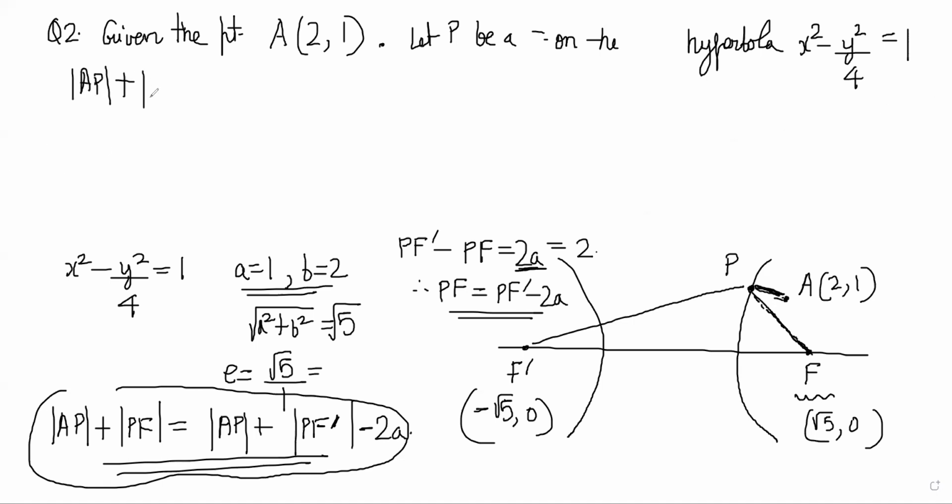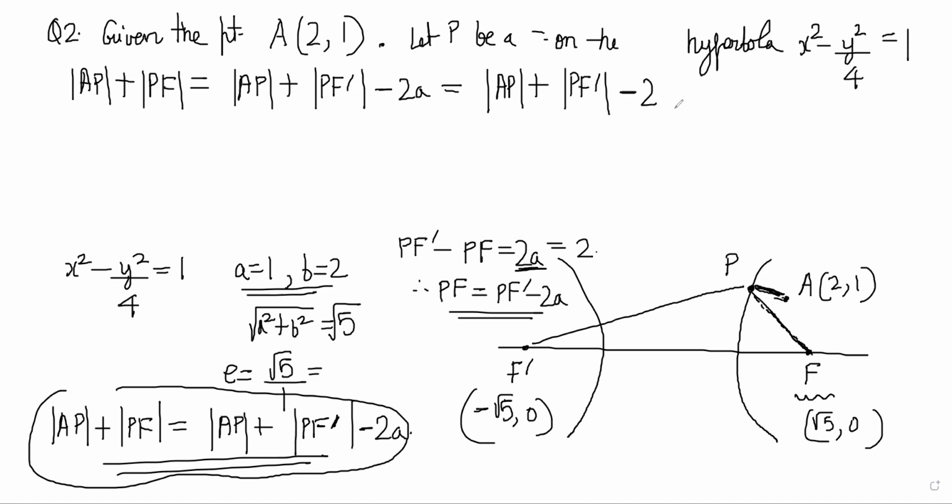AP plus PF is equal to AP plus PF dash minus 2a, which is equal to AP plus PF dash minus 2. Why is this better for us? Because if I directly try to do triangle inequality on this, I know that the sum of two sides is greater than the third side, and APF, I will have to say it is greater than the AF, right?